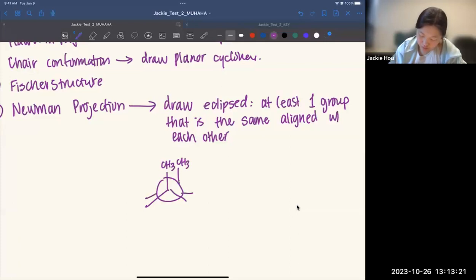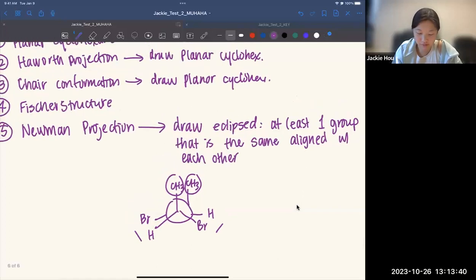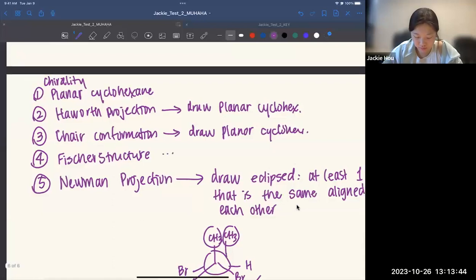If you were able to align these groups together, you might have something like this, where you can tell that these two are not aligned, and thus it wouldn't be considered a meso compound, which is achiral. It would actually be chiral because these aren't aligned. But that's kind of what I mean by you want to have at least one of the groups aligned together. And of course, like Fischer structures, we also did a lot of examples with that, right?